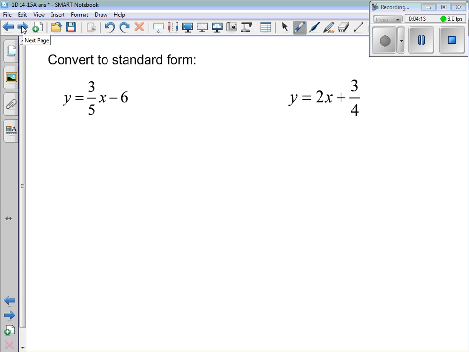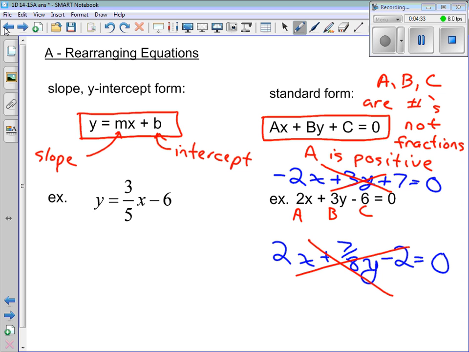So you've got the instructions written there on the right-hand side of your page to convert to standard form. So if you have something in y equals mx plus b form, or slope y-intercept form, the first thing you want to do is move all of the terms to one side using opposite operations, just like we did back in 5-6 when we were solving equations. Because what you notice about standard form is you've got all of these things, x, y, numbers on one side, and you've just got 0 on the other.